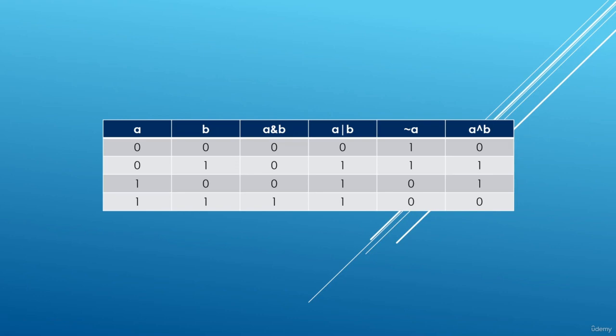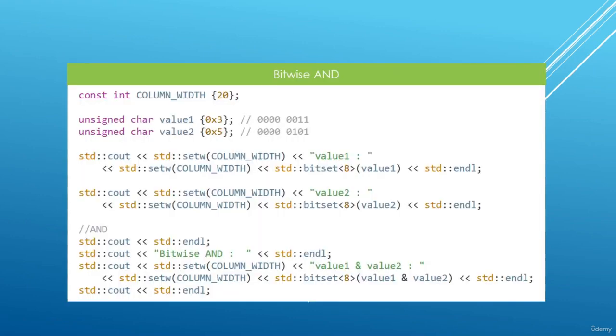Okay, you might be saying, this is really cool, but how do I do this in C++? Well, I'm glad you asked. Here is an example of how you can use the bitwise AND operator. We have two variables, value 1 and value 2. They are unsigned char, so they're going to take up 8 bits in memory, and we can only store positive values. So we can print them out. We're going to print them out like this, value 1 and value 2.